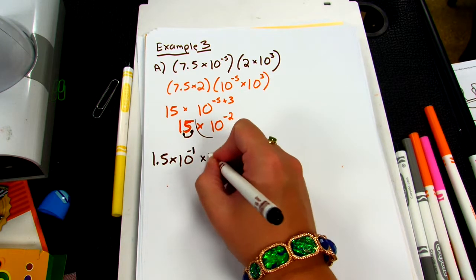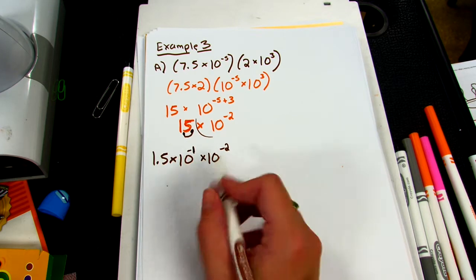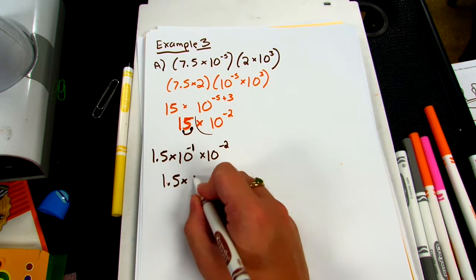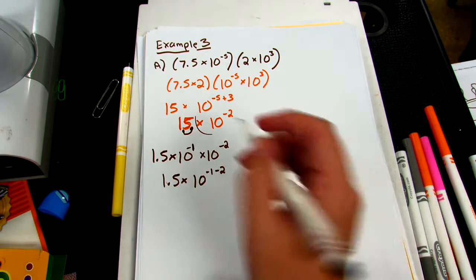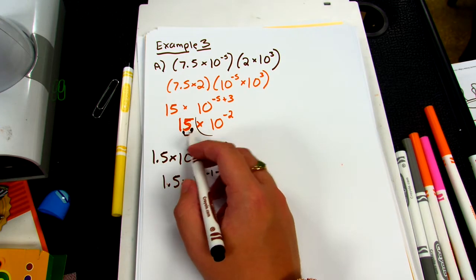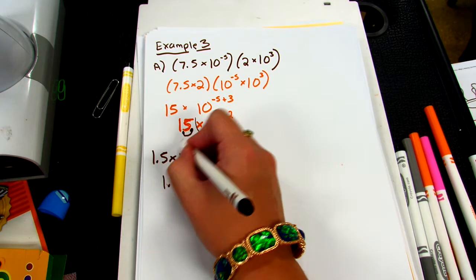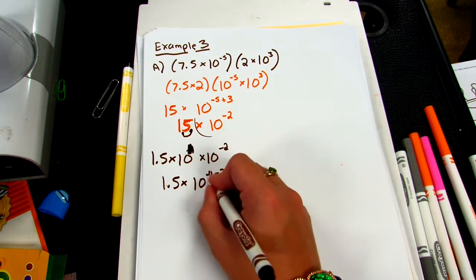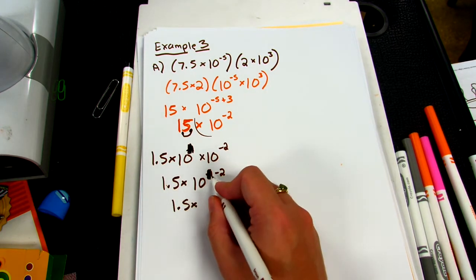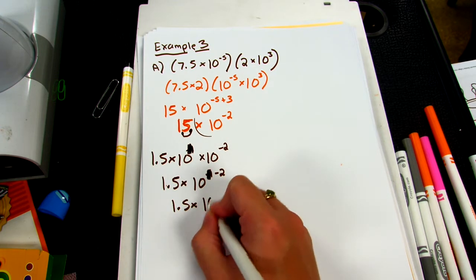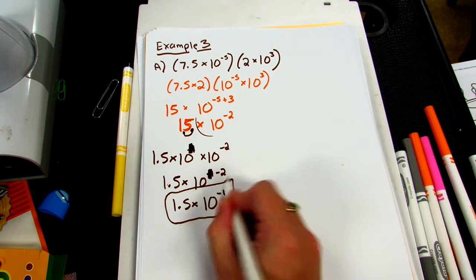And then I still have this times 10 to the negative 2. So again, I have bases that are the same. So now I have 1.5 times 10 to the negative 1 minus 2. I'm sorry, this should be 10 to the positive 1, right? Because 1.5 was smaller than 15. Oh, sorry. So this is positive 1. So positive 1 minus 2 becomes 10 to the negative 1. There we go. There's our final answer.